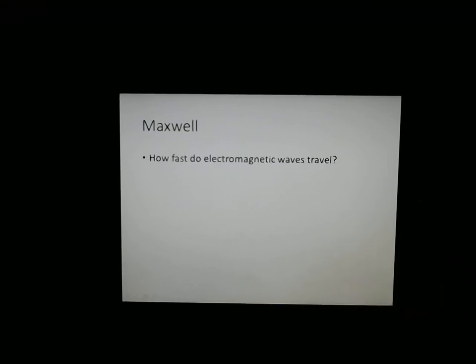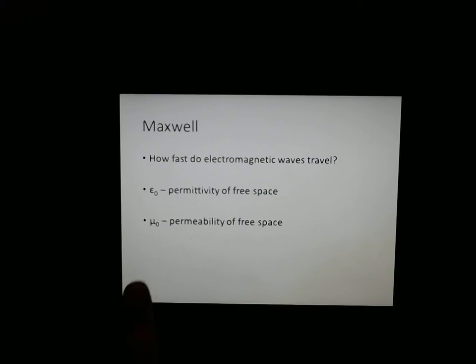Now, Maxwell took 2 constants that we've seen in our study of electric fields and magnetic fields. The first is the permittivity of free space. Remember, we saw that one with our studies on electric fields. And then he looked at the permeability of free space. That's for magnetic fields. They have very similar names, but remember, you just need to know that you can look up these numbers inside your constants book.